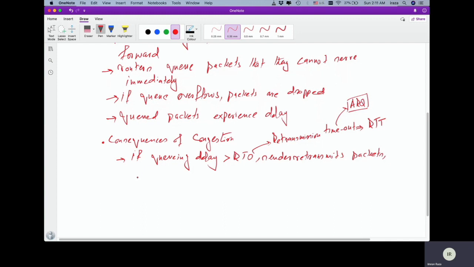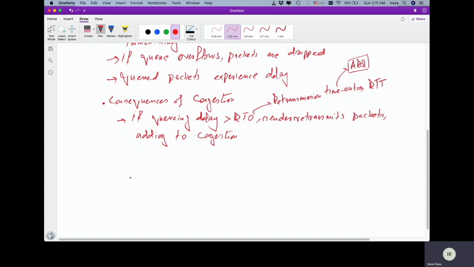Yes, this is not good because it is adding to congestion. So there is already congestion in the network. We are sending data at a rate faster than our router can process. So if there are more retransmissions, the congestion will increase. And the second consequence of congestion might be that if the queue is full, packets are being dropped.